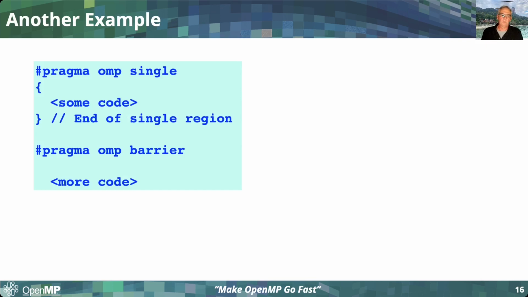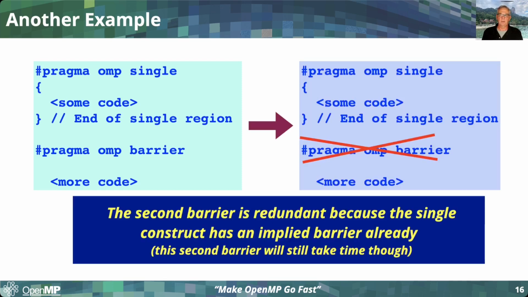Here's another example. All these things are taken from real codes, and this is one that I found in an application. There's a single region. Well, single region is really useful to do some work that only needs to be done by one thread. That's great. But the single region has an implied barrier. And here's a second one. Well, why would you? That's overkill, and that's a really bad idea. So just leave out that second barrier. That will be my solution. And that will, again, save two back-to-back barriers, which is not good. It will cost you performance. So very simple change, and I don't think compilers are ready to do that for you.